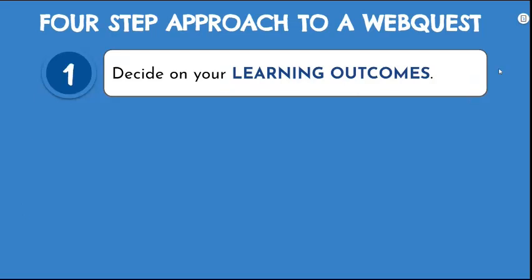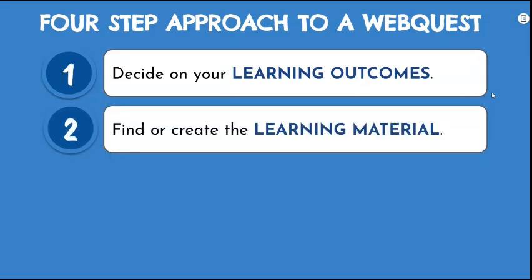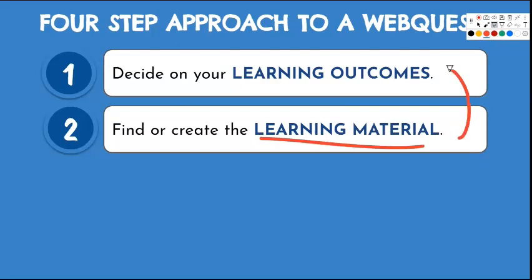So the learning outcomes have to be the central focus. Secondly, once you decide on the learning outcomes, you need to figure out what are the learning materials that will get me there. I need to ask myself, what will I use in order to get to my learning outcomes? I need some kind of learning material.